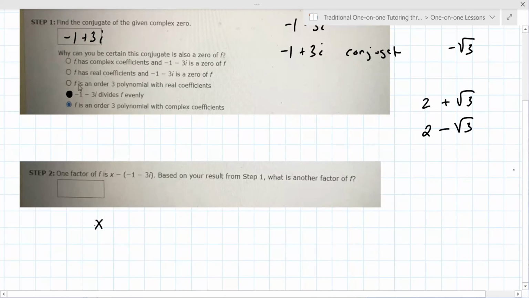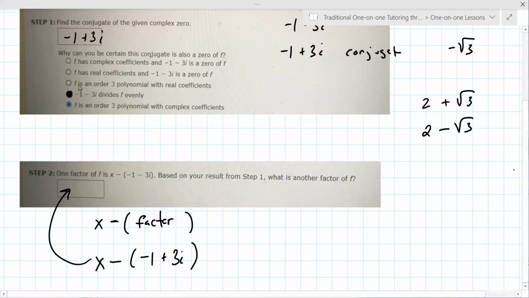So it's always x minus the factor. For step 2, because this is one root, it's now x minus -1 plus 3i, and that's what they're looking for there. It's always x minus your factor. So if your factor is -1 plus 3i, then -1 minus 3i is the other possibility.